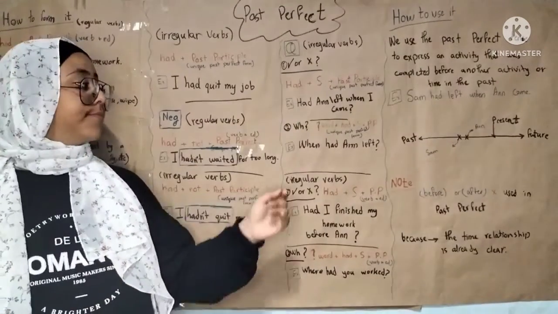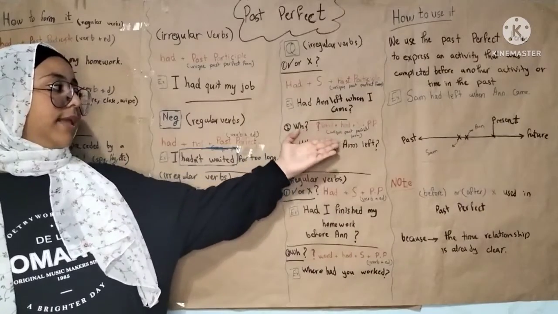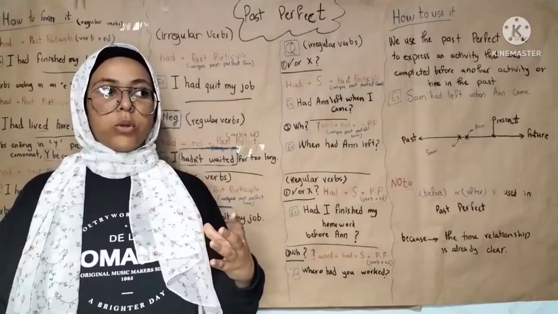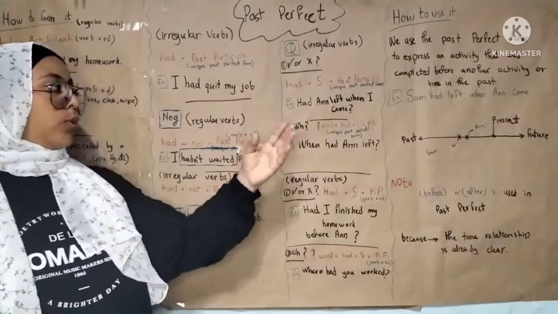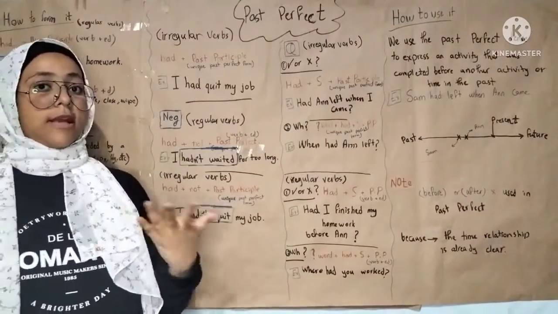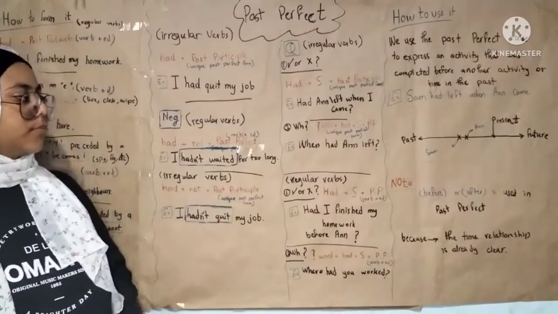WH question: question word plus had plus subject plus past participle. And yes, when we say past participle, it means the irregular form, which has a unique past perfect form. For example, when had Sam left?